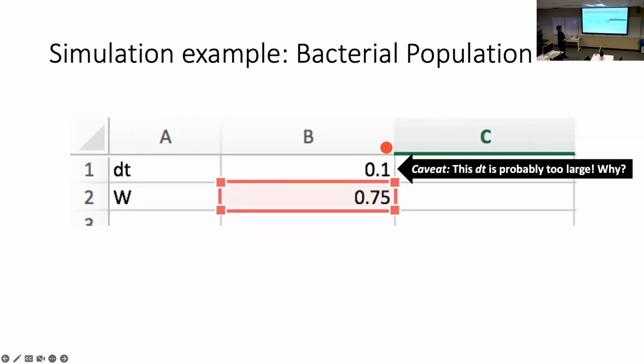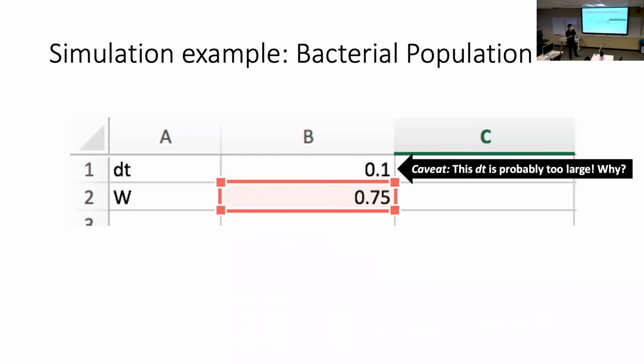I list this caveat here that because dt is lower than w, but it's not that much lower, it's probably too large. So we really need dt to be approximately 0. So we need dt divided by w, or dt divided by the fastest thing that could happen in the system, we need that to be almost negligible.